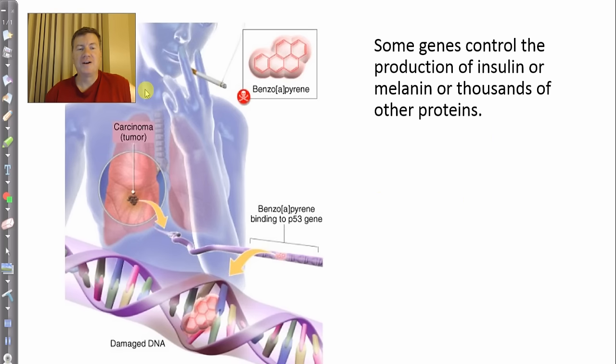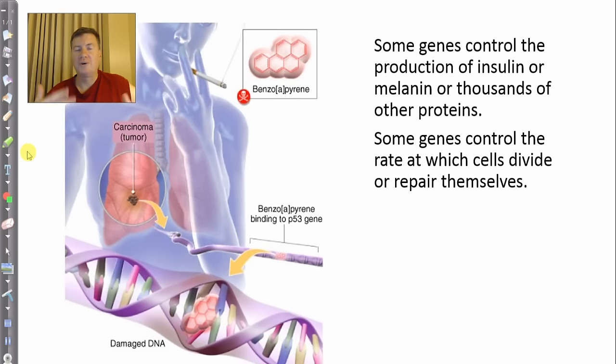If we have someone who's a smoker, benzo-A pyrene is a chemical found in coal tar, in the tar that we associate with cigarette smoking. This chemical is a mutagen. It actually damages the DNA. In this case, it damages the DNA that controls a gene that controls how fast that cell divides.